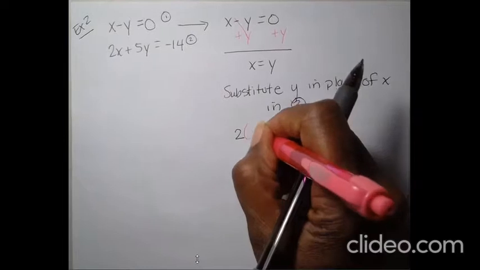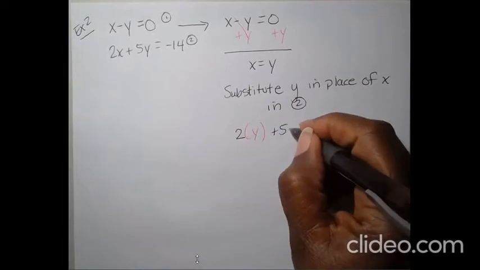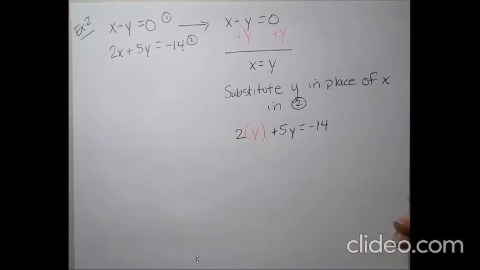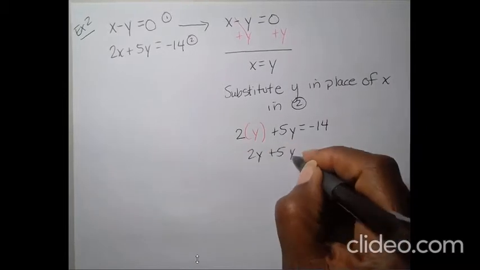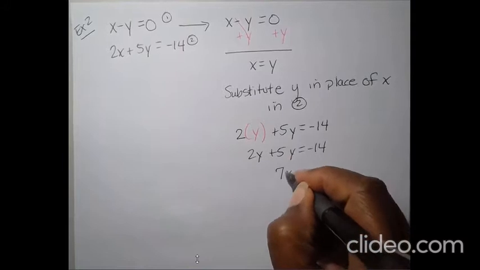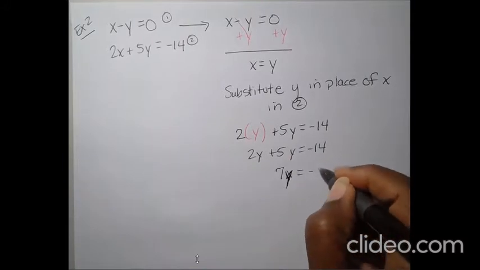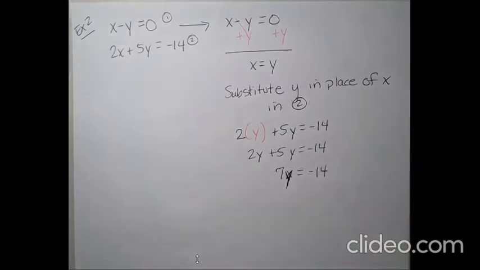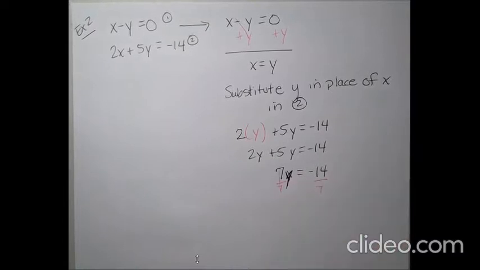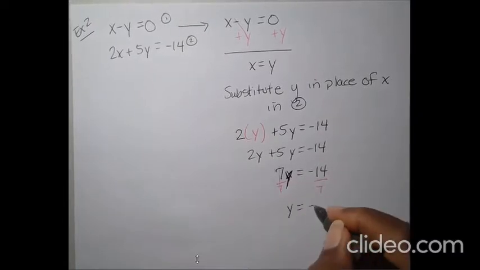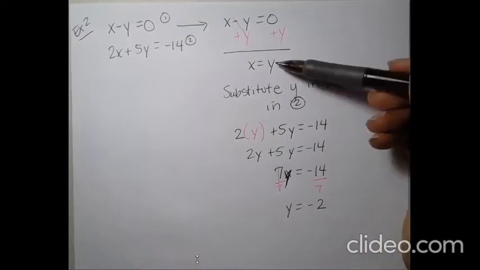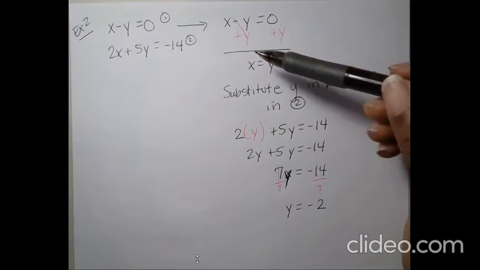2y plus 5y equals negative 14. Well, we can combine these two. They become 7y, sorry about that, not x, equals negative 14. Then we can divide both sides by 7. We have y equals negative 2. We need to put this back into either one of these equations. We can put it back into equation number 1. I like going back into an original equation.